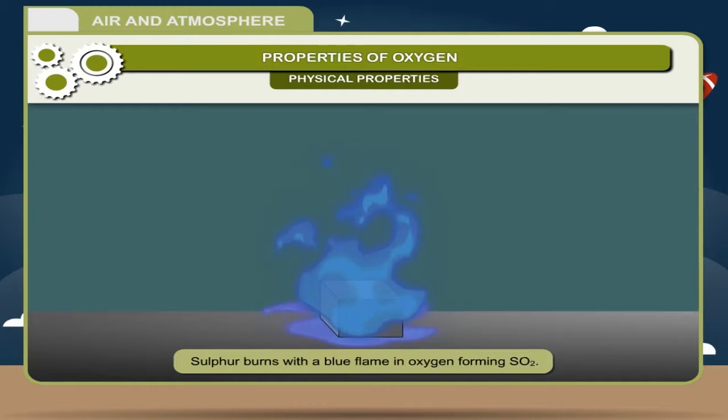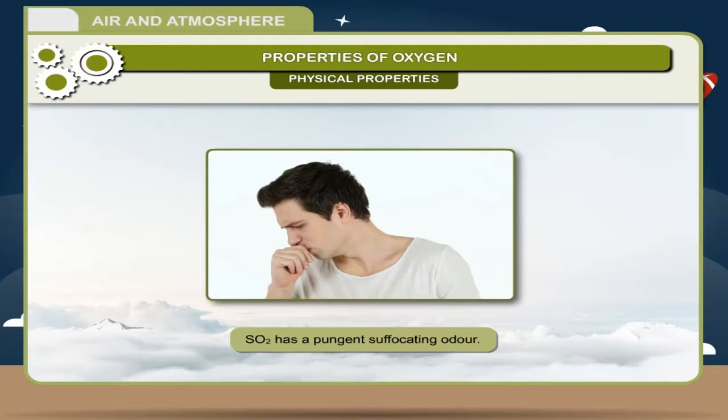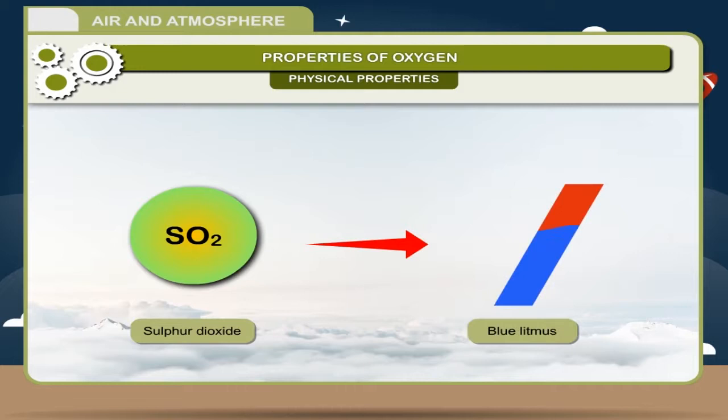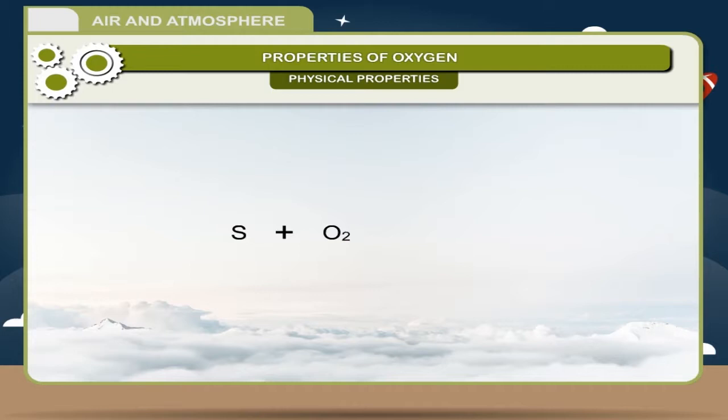Sulfur burns with a blue flame in oxygen, forming SO2. SO2 has a pungent, suffocating odor. It also turns moist blue litmus red. S plus O2 gives SO2.